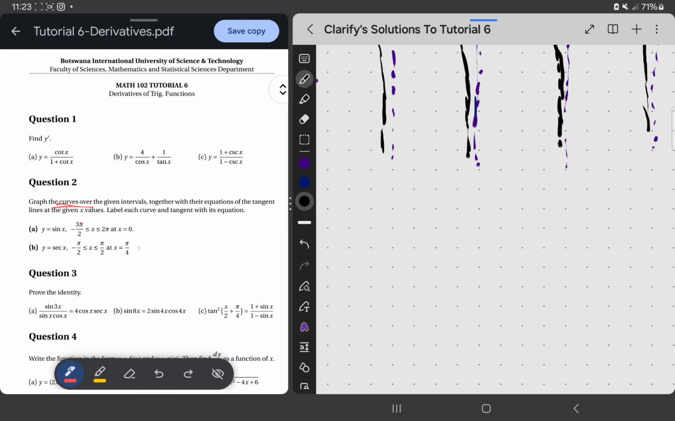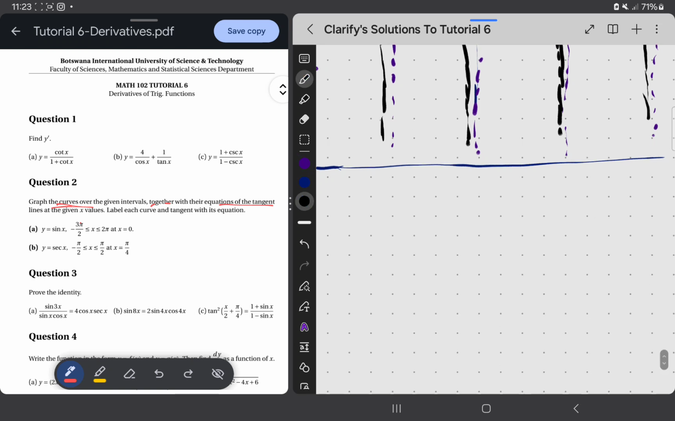Now look at the other thing. They said, okay, graph the curves. We're going to be able to do that. Now they said together with their equations of the tangent lines. Equation of the tangent line. Okay, so I can do that. Number 1, I know that I'm doing an equation of a line, because it's a tangent line. So I know it's an equation of a line.